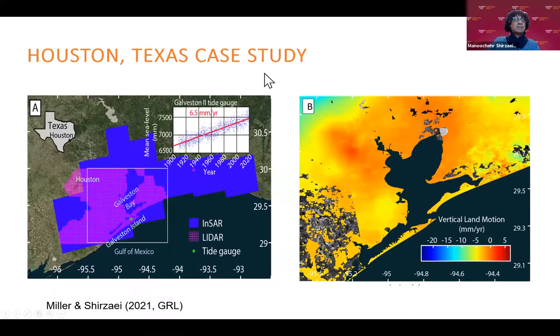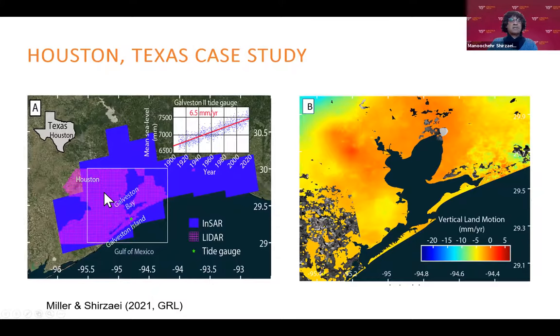Moving now to Houston, Texas. We have a similar problem there, and we try to investigate the impact of sea level rise as well as land subsidence and storm surges on the flooding. So specifically after Hurricane Harvey in 2017, it seems that the effect of storm surges is an important parameter that has to be accounted for when assessing the future flooding hazard.